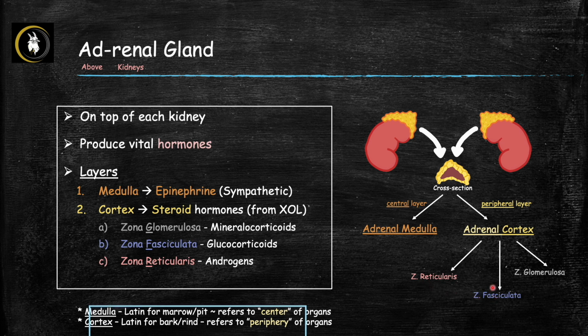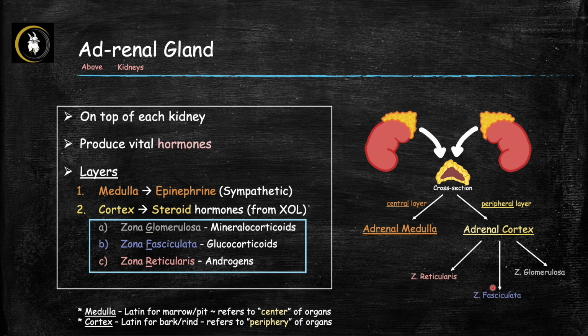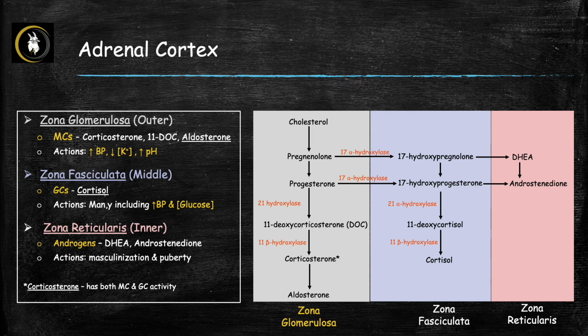And this is what we're really going to be focusing on right here, the different zones of the adrenal cortex, because this is the area that's going to become problematic in congenital adrenal hyperplasia. All right, so let's go through each zone. I'm going to start out to in.